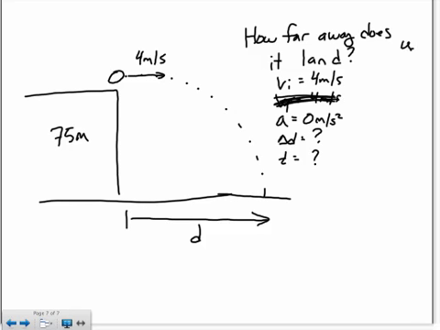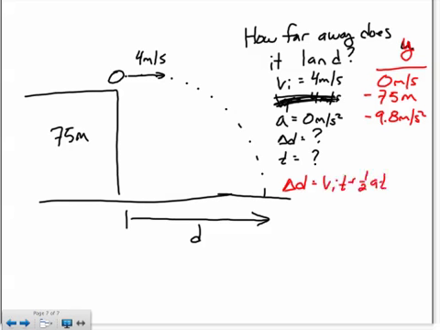Y values. Initial velocity? 0 meters per second. Change in position: negative 75 meters. Acceleration: negative 9.8 meters per second squared. That's 3 pieces of information, so we can solve for time. And we solve for it just like we did in the previous problem. Change in position is v t plus 1 half a t squared. Negative 75 meters equals, that's 0.